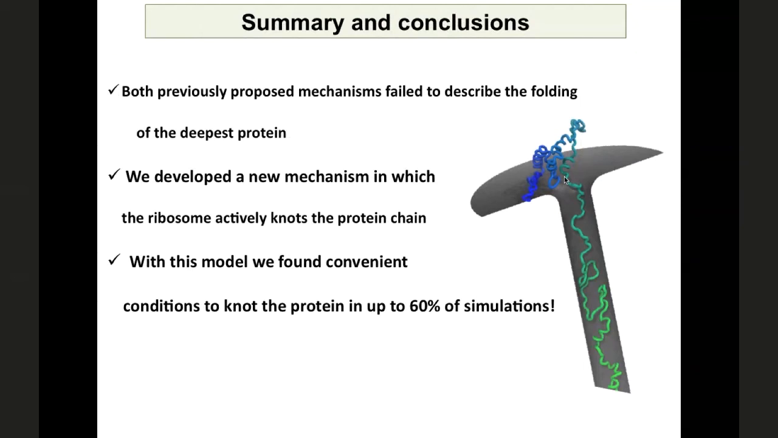If we make this twisted loop, then the ribosome force pushing the chain can just push the C-terminal across the native loop. And in this case, we observe successful knotting in at least 60% of cases. So maybe I can ask if there is some question to this part.